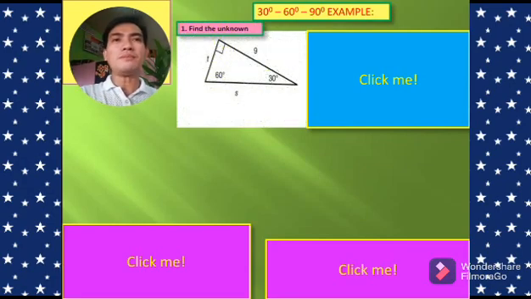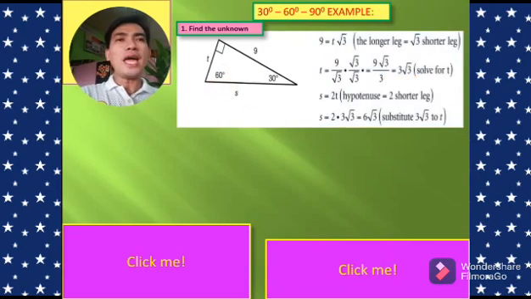Okay, let's find it out from this example. Find the unknown. We have here, side T is opposite to the 30 degree angle, and side S is opposite to the right angle, which is our hypotenuse. And we have here 9 is opposite to 60.